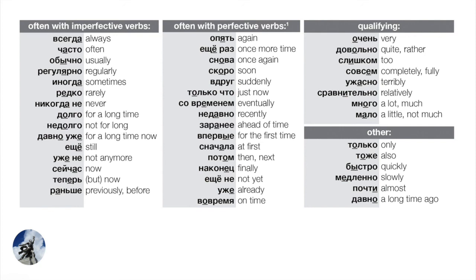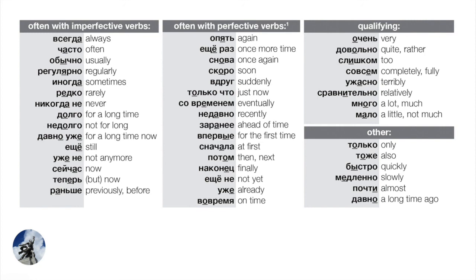Сначала, потом, наконец. I think we've seen those with sequences, right? First, then, and finally. Remember, if you're describing a sequence like that, that would normally be perfective, unless it's a repeating sequence. Then, of course, you'd get imperfective verbs. Еще не, right? Still not, or as we'd say in English, not yet. Уже, вовремя. Now, a few qualifying adverbs that we learned back in chapter 1, I think.